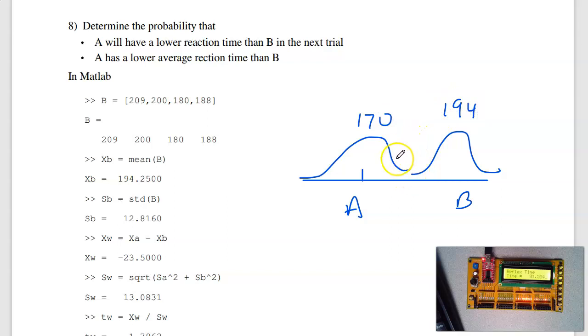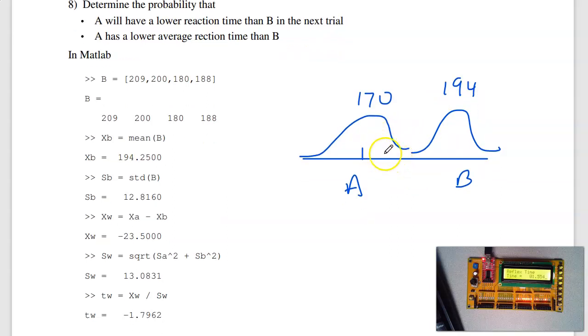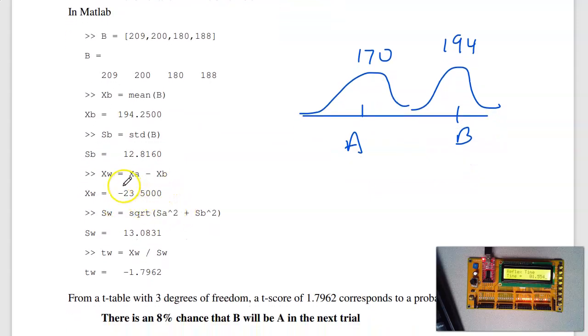To see if there's a difference, what I do is create a new variable W. That's the difference between the two. The mean of W is the mean of A minus mean of B. The standard deviation of W is the square root of the variance of A plus the variance of B. The t-score, here's what W looks like. Mean is minus 23.